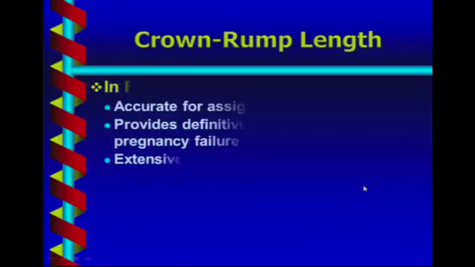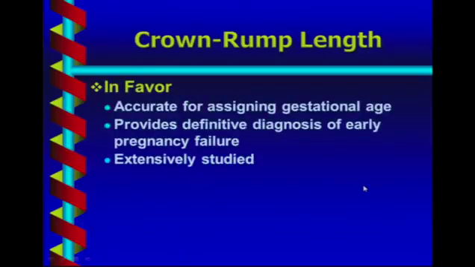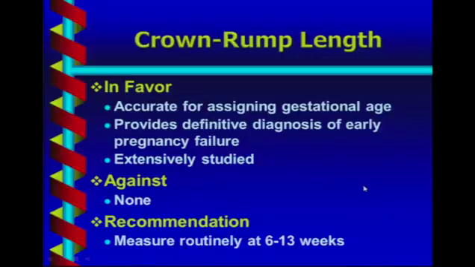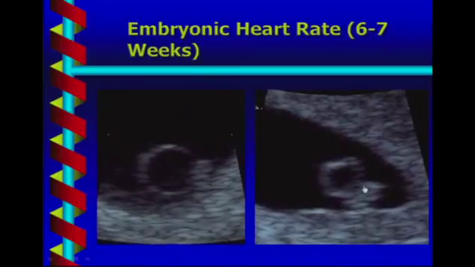likely diagnosis. So the crown rump length is accurate for assigning age, and provides a definitive diagnosis of early pregnancy failure. It's extensively studied, and there's really nothing against its use. It should be measured routinely at 6 to 13 weeks.